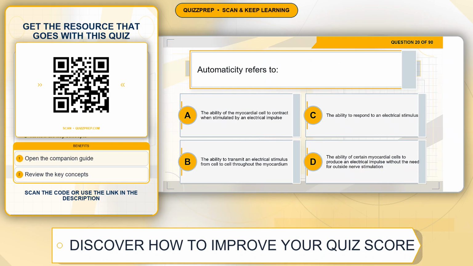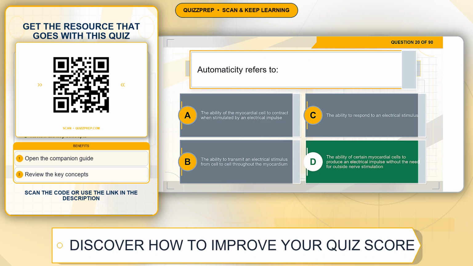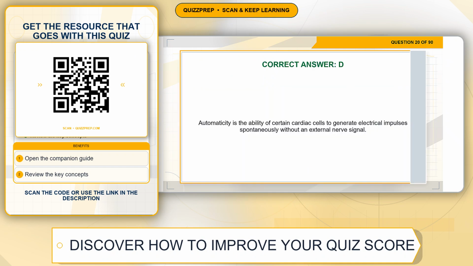Question 20. Automaticity refers to option A, the ability of the myocardial cell to contract when stimulated by an electrical impulse. Option B, the ability to transmit an electrical stimulus from cell to cell throughout the myocardium. Option C, the ability to respond to an electrical stimulus. Option D, the ability of certain myocardial cells to produce an electrical impulse without the need for outside nerve stimulation. The correct answer is option D. Explanation. Automaticity is the ability of certain cardiac cells to generate electrical impulses spontaneously without an external nerve signal.